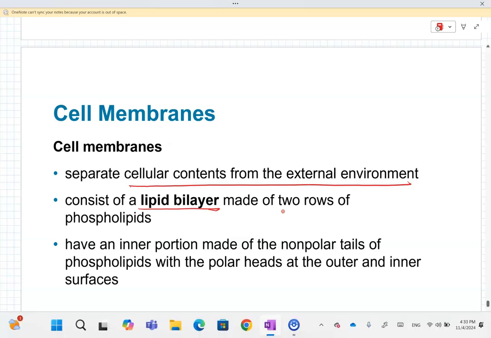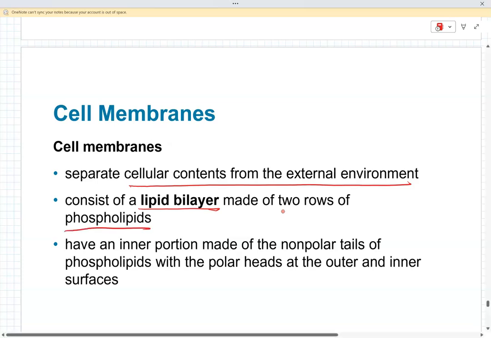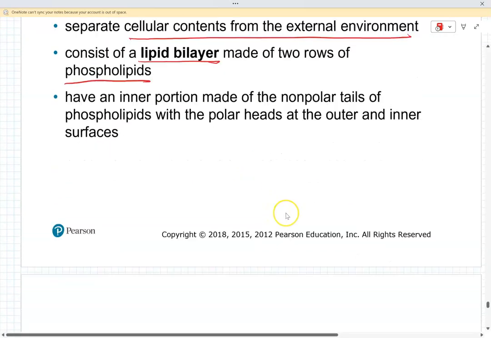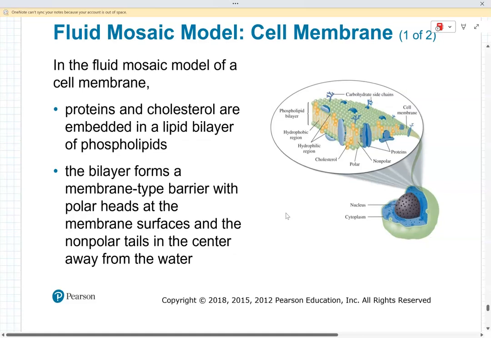So, phospholipid bilayer. Remember that phospholipids have the polar head and non-polar tail. So polar heads are facing either into the cell or into the environment, and hydrophobic tails form the middle of the membrane. So here's how your membrane looks like.